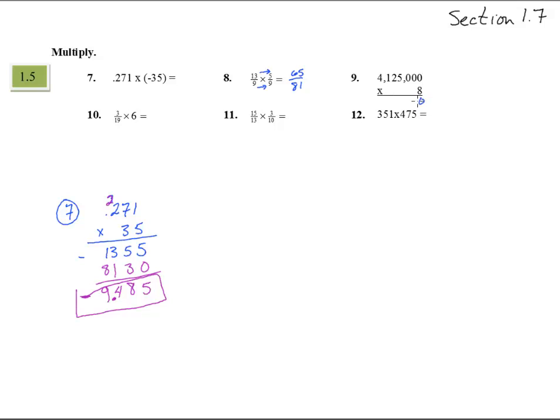8 times 0, 0, 0. 8 times 5 is 40. 8 times 2 is 16, plus 4 is 20. 8 times 1 is 8, plus 2 is 10. Oh my word. And 8 times 4 is 32, plus 1 is 33. Let's get the right number of zeros and commas here. 33 million. Number 10, 319 times 6.